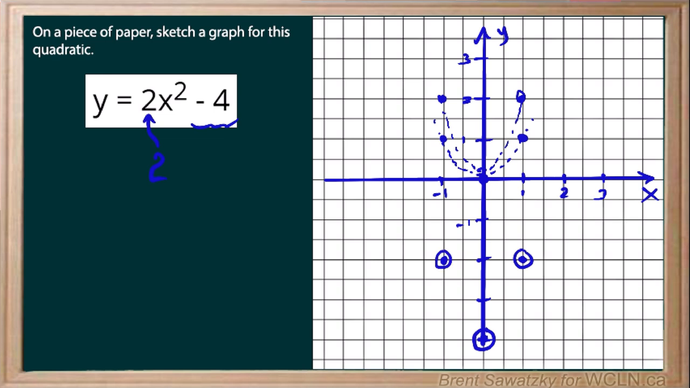And we always want to show at least a few points that are relevant to everything here. So this one, 0 and negative 4. This one is 1 and negative 2. This one is negative 1 and negative 2. So we've got some points. And from there we can just draw, and we can consider that our sketch.